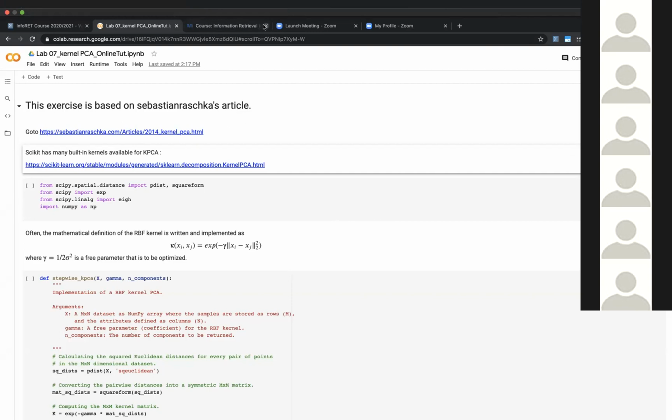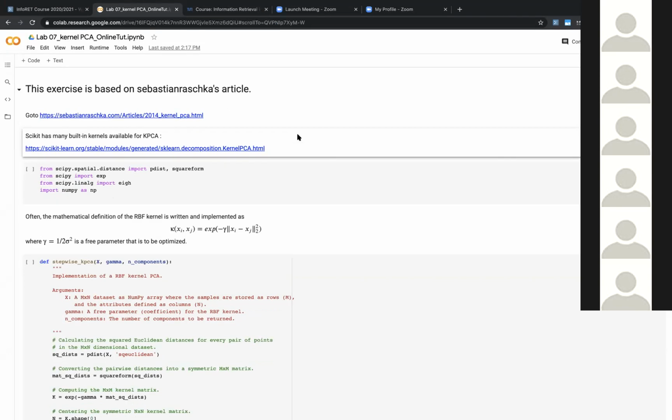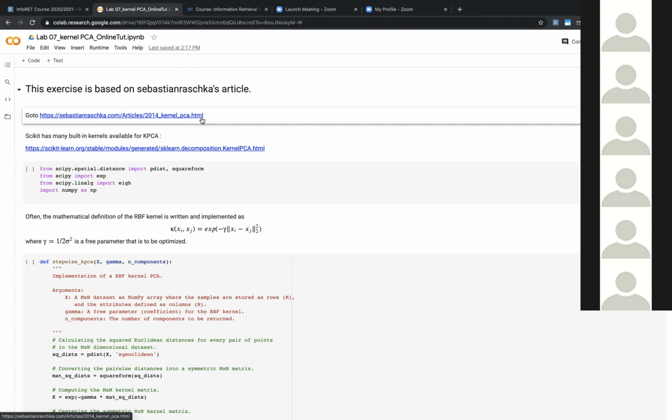Yeah, thanks for reminding. Okay, so as I said, this exercise is based on an online article by Sebastian, and this is the original link for the article. You can go through the link. Here I have just used some really interesting snippets from his article because I find these very insightful if you want to understand the concept of kernel PCA in practice.